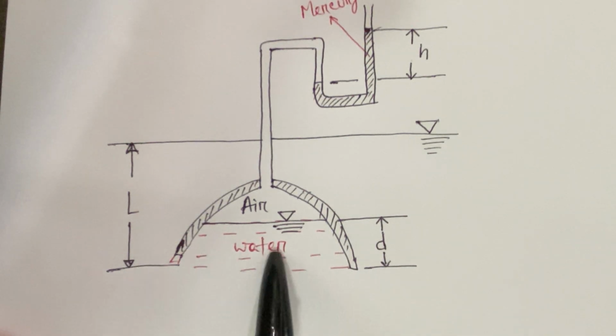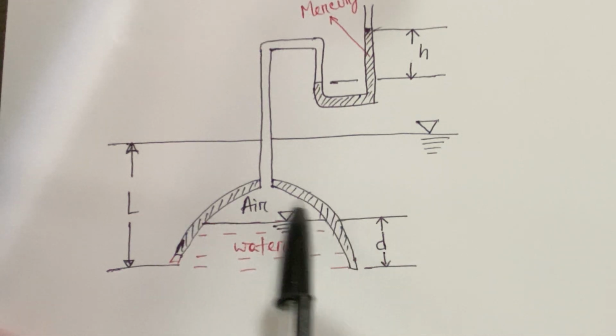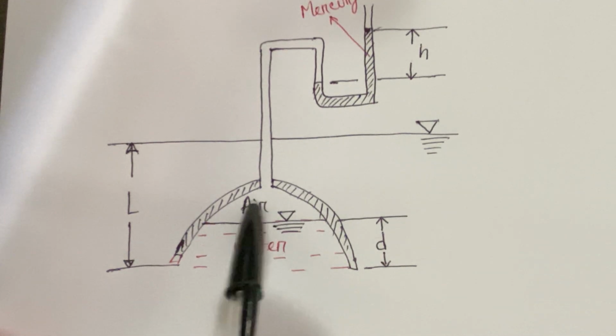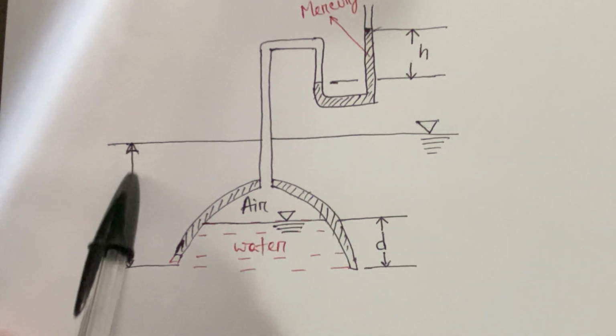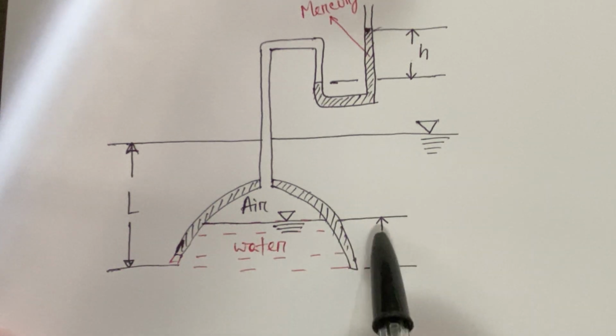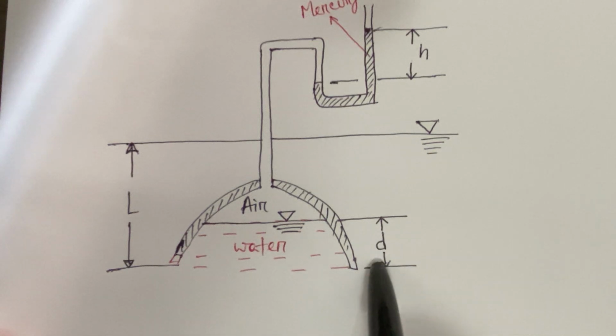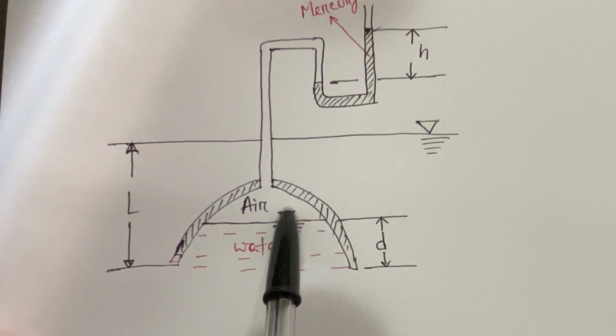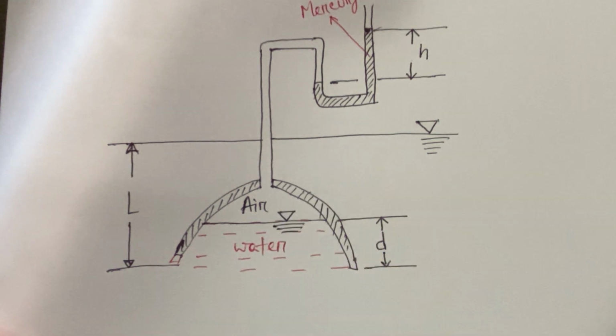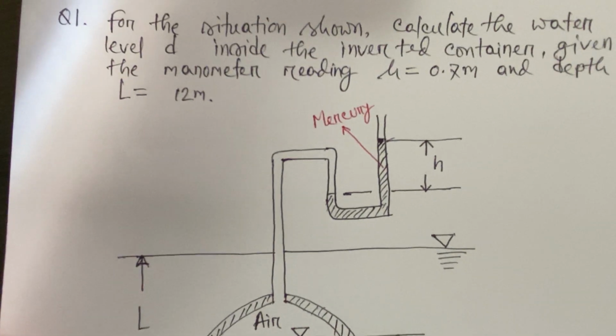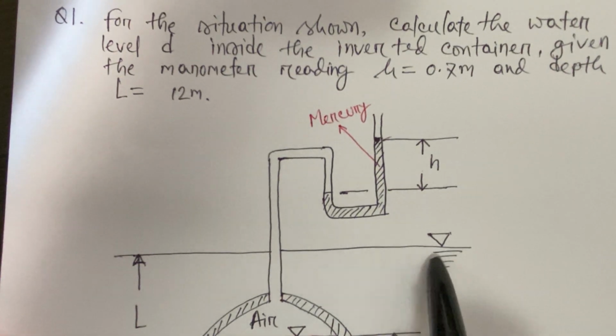This is the water surface. You see the water level, this is the air space. So this is the air-water interface. This length is L and this is the height D. This is the free surface actually. You can see here this is the free surface.